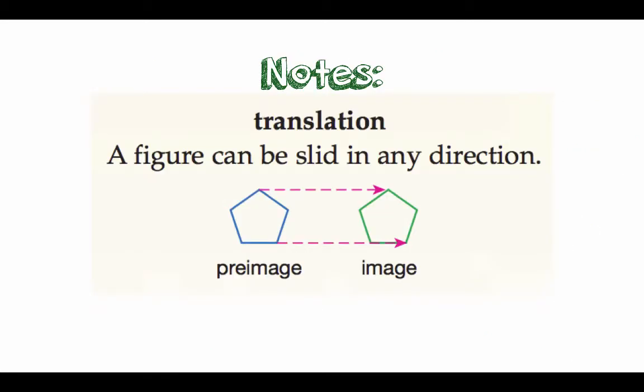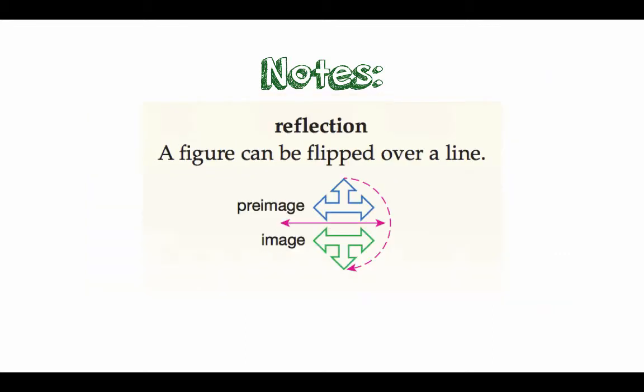So when we talk about this today, I want you guys to take notes, and here's what a translation is. Translation is any figure that can slide in any direction. So if you look at the pre-image, you'll see that it's a pentagon, and then we just slide it over. We don't spin it, we don't rotate it, we don't change any points. We're simply moving it, and it's that easy, all right?